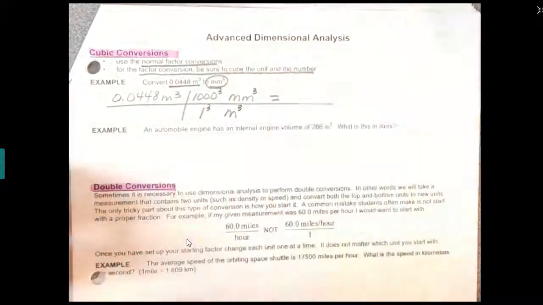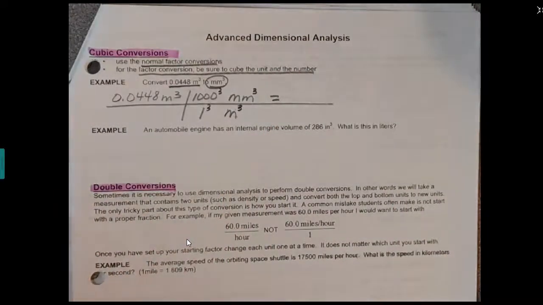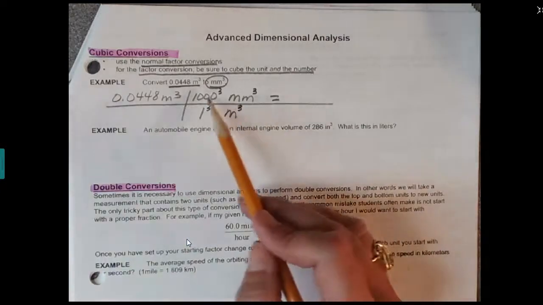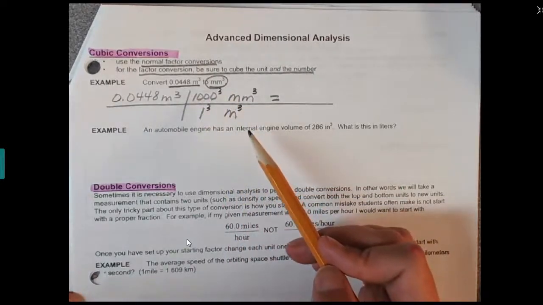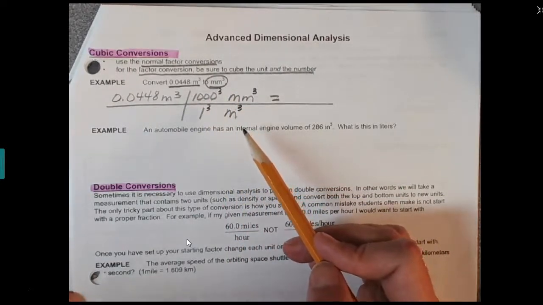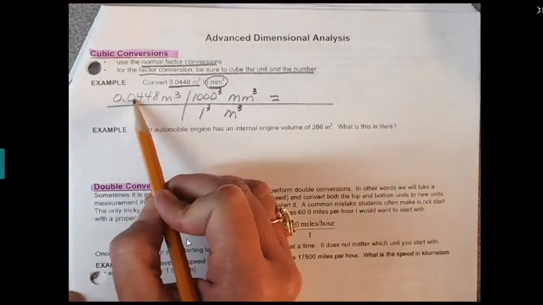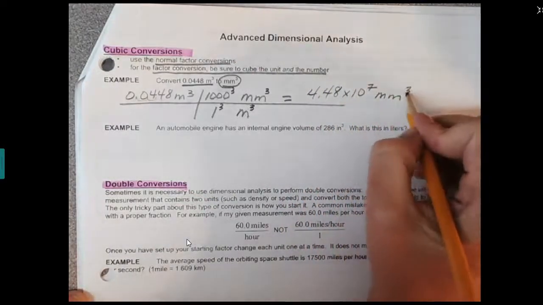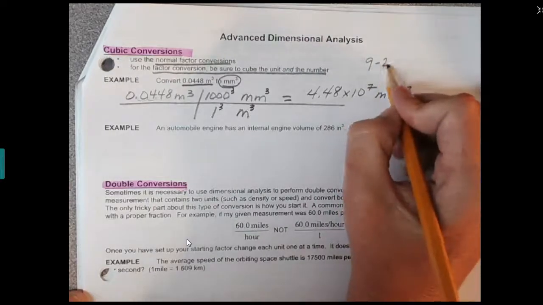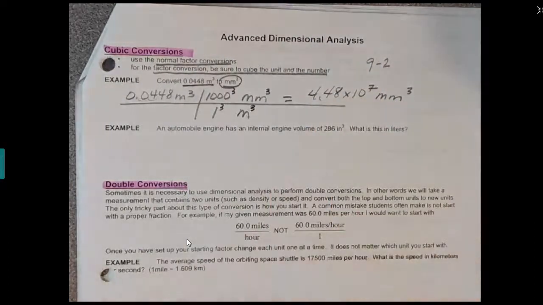And I multiply across the top and divide by the bottom. But I don't even really need to multiply, right? Because I know how many zeros do I have here? 1, 2, 3. 3 times 3 is how many zeros? 3 times 3 is 9. I got to move it, take away those 2. So my answer is going to be 4.48 times 10 to the 7th millimeters cubed. Because we had 9 minus those 2 I had to move here. Don't believe me? Try it yourself. Go ahead and do it now.